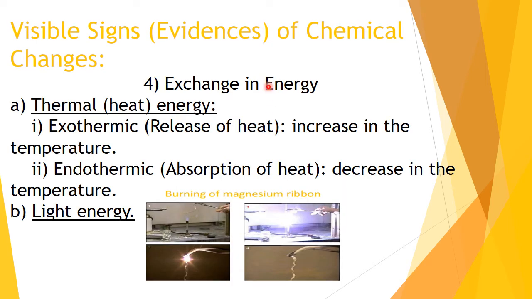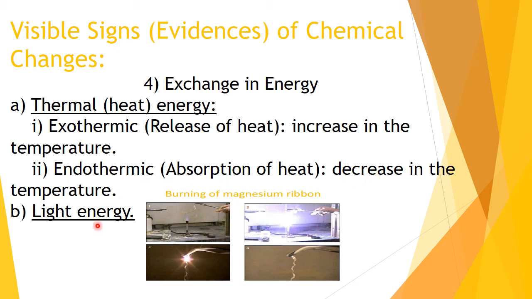The last visible sign that indicates the presence of a chemical reaction is the exchange in energy. The first form of energy is thermal or heat energy. Here we have two types of thermal effect. It's either exothermic or endothermic. Exothermic if the temperature increases during the chemical reaction. Endothermic when the temperature decreases during the chemical reaction.